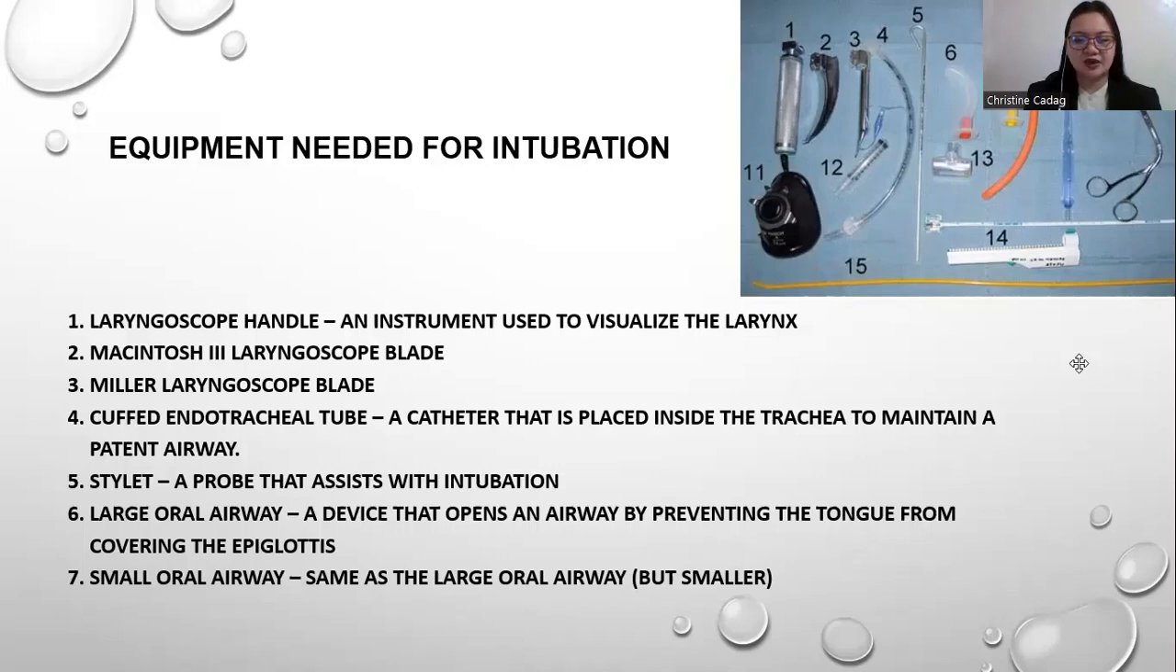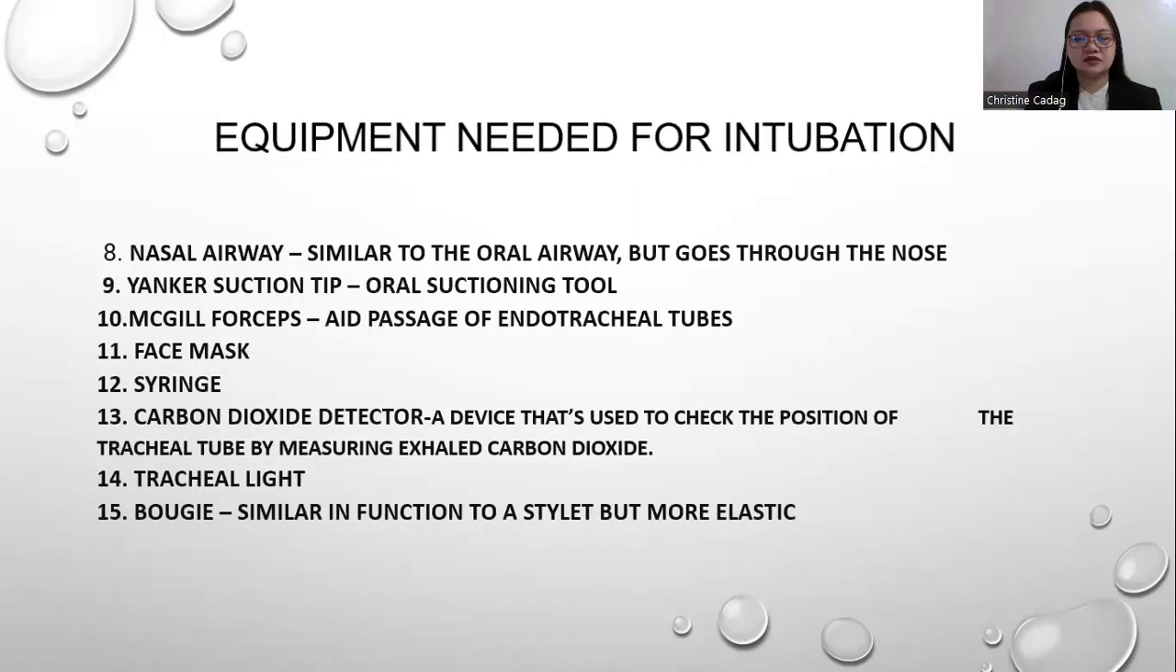Next is the oral airway, a device that opens up the airway by preventing the tongue from covering the epiglottis. There are large oral airways for adults and small oral airways for pediatrics. Next is the nasal airway, similar to the oral airway but goes through the nose. Yankauer suction tip. This is an oral suctioning tool to clear up the secretions inside the mouth before putting the tube. Next is Magill forceps, which aid passage of the endotracheal tube.